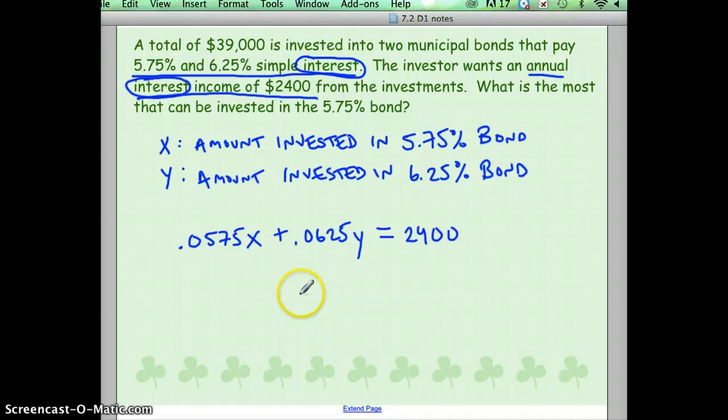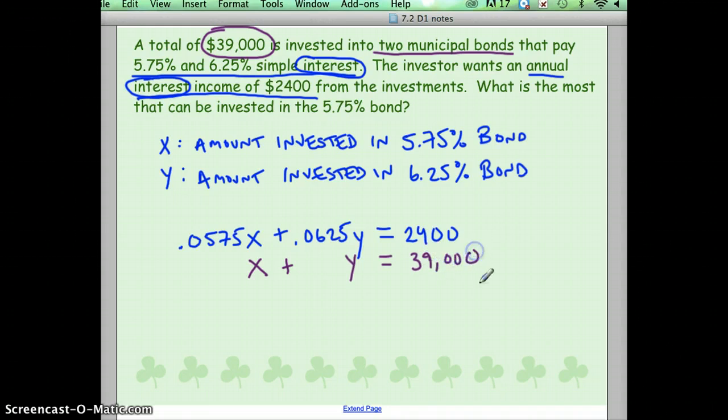The other equation would be having to deal with this 39,000 right here. We're putting $39,000 into two different bonds. We don't know how much is going into each bond. That's what we're trying to figure out. We just know that some combination of bond X and bond Y is $39,000. We're investing $39,000 into bond X and bond Y. So now we're going to solve those two systems of equations.